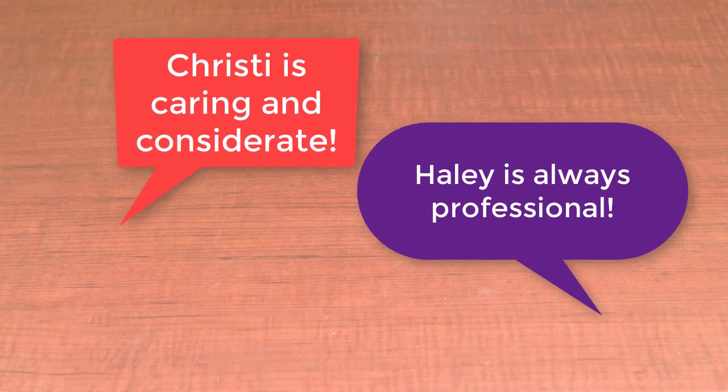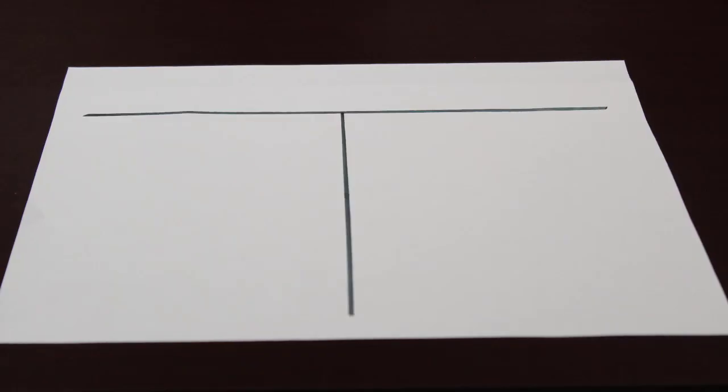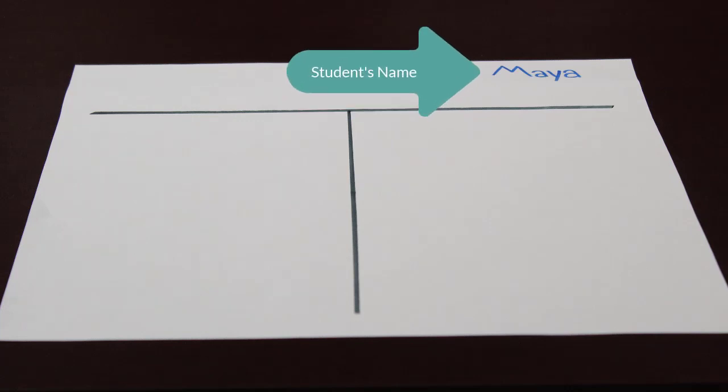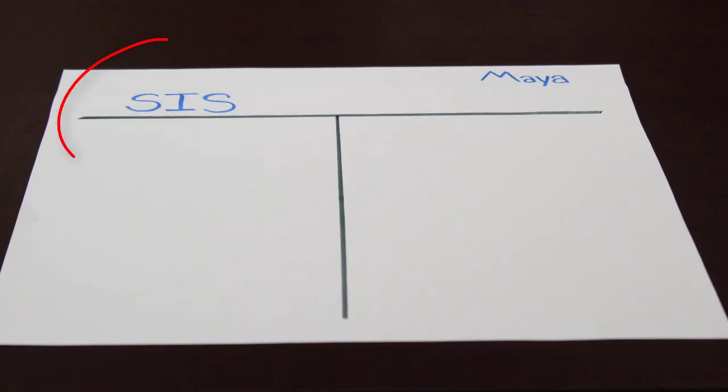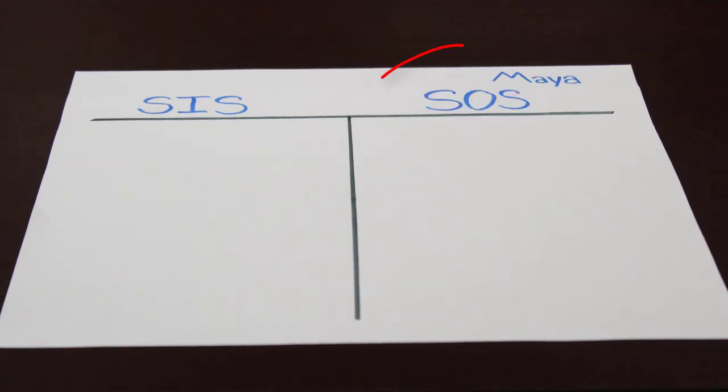Now, let's get started. First, each person needs a sheet of paper and markers. Then, section the paper off with a line down the center. Have each person write their name on their sheet. This should leave you with two sections or categories, SIS and SOS. Then ask them to start by filling in the SIS section.